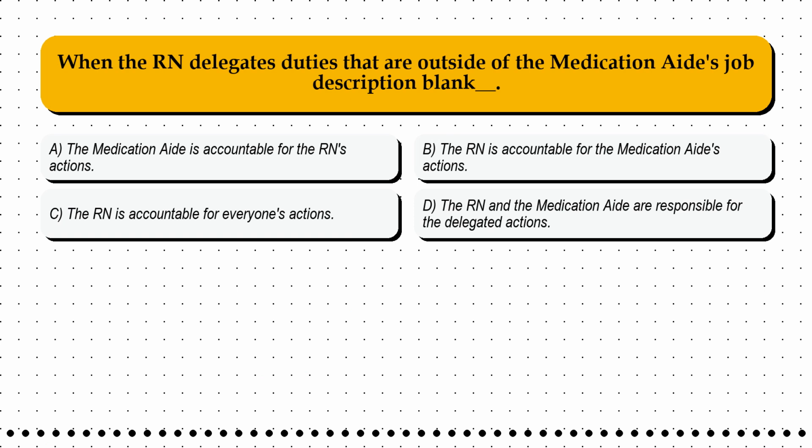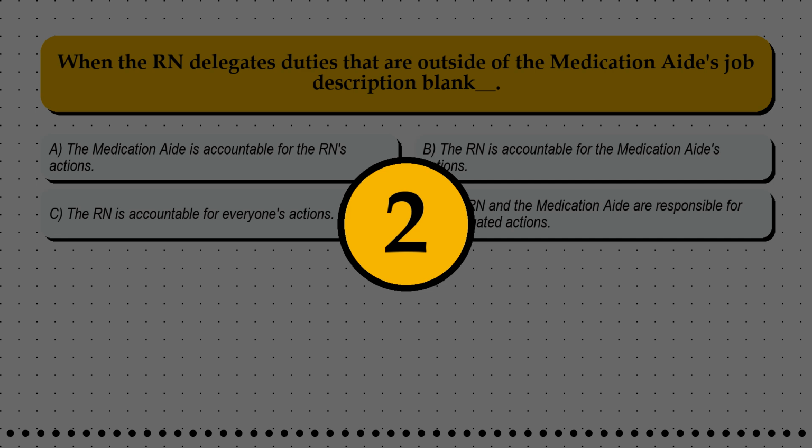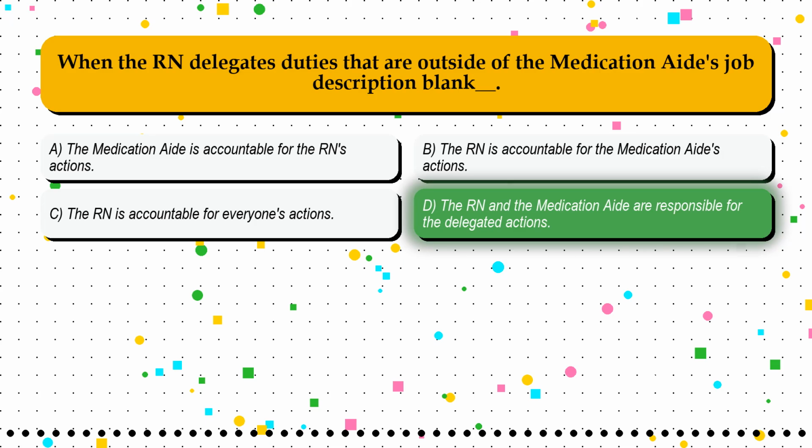Question 302. When the RN delegates duties that are outside of the medication aide's job description blank blank. Option A, the medication aide is accountable for the RN's actions. Option B, the RN is accountable for the medication aide's actions. Option C, the RN is accountable for everyone's actions. Option D, the RN and the medication aide are responsible for the delegated actions. The correct answer is option D. The RN and the medication aide are responsible for the delegated actions.